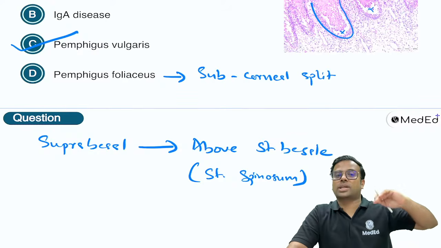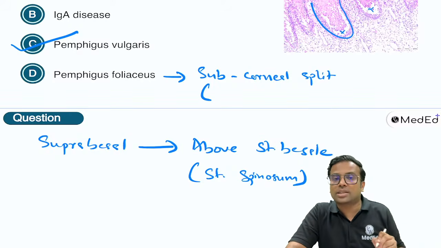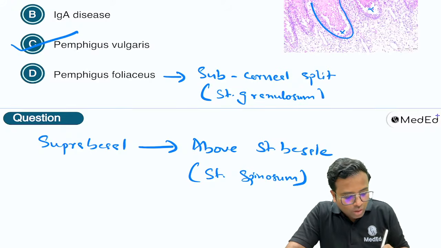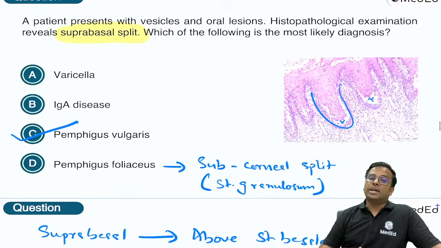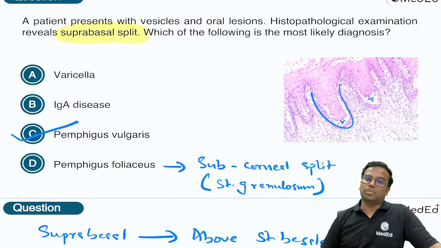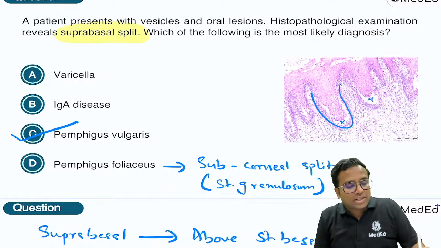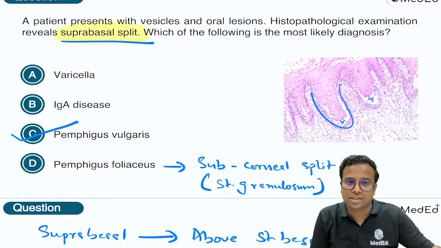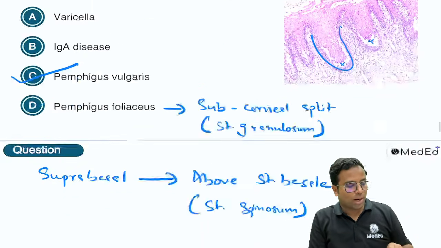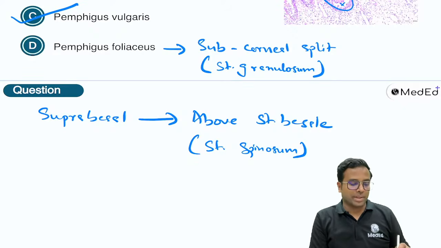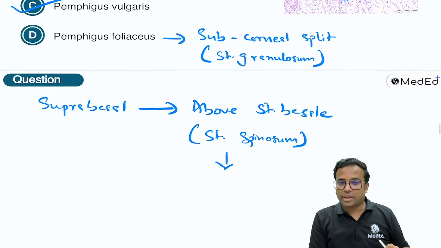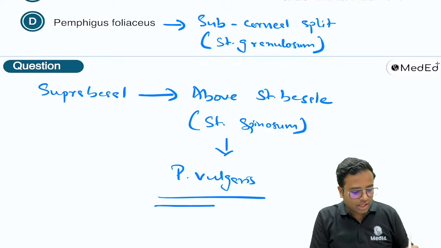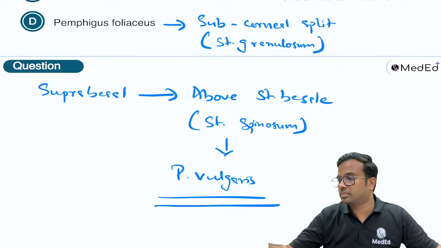So when it is below the stratum corneum, which layer comes under the stratum corneum? It should be the stratum granulosum. So if the MCQ had given an image where there is a split in the stratum granulosum, or if it had mentioned a subcorneal split, then the answer could have been pemphigus foliaceus. But since it is mentioned as a suprabasal split, which means the stratum spinosum is where you can find the split, then the answer should be pemphigus vulgaris.